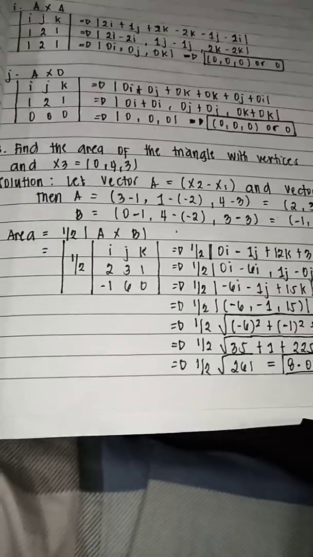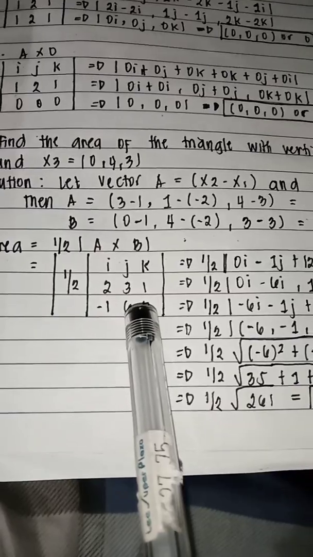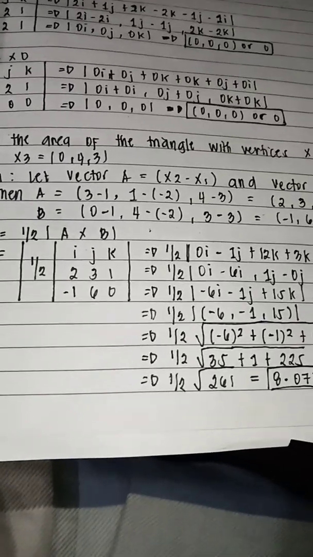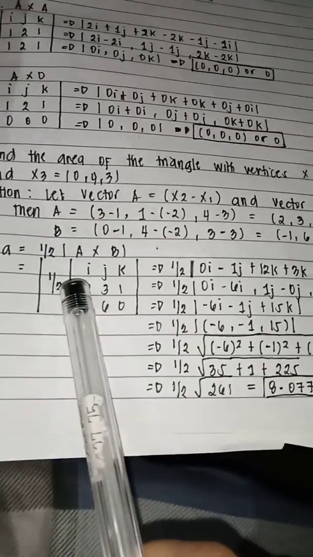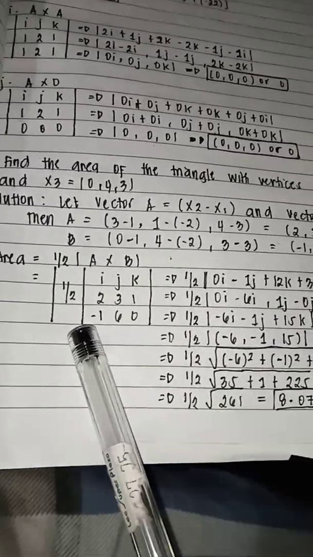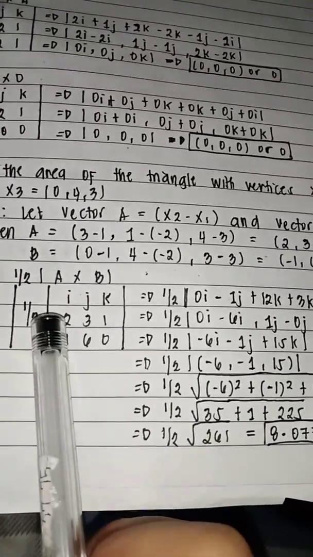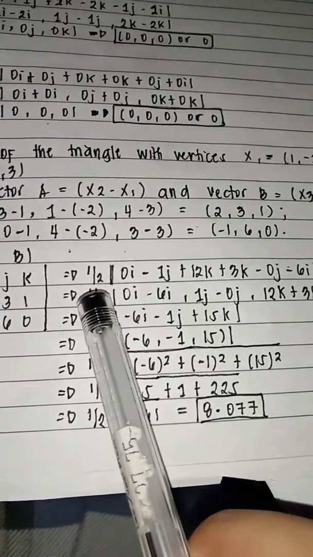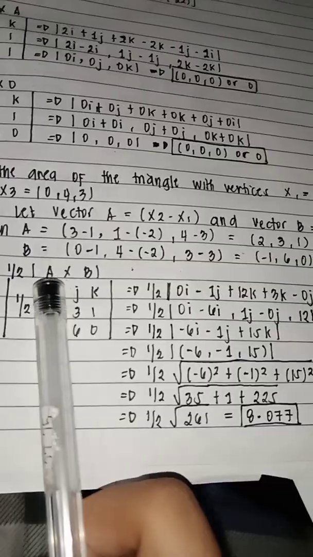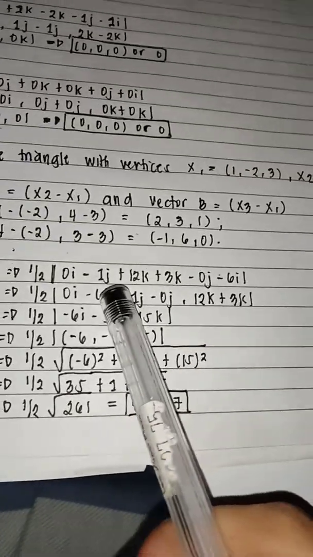So to get the area of the triangle, we will use the formula: area equals 1/2 times the magnitude of the cross product A cross B. Since our vector A is 2, 3, 1 and our vector B is negative 1, 6, 0, to compute A cross B we use determinants as follows. i times 3 times 0 is equal to 0i. j times 1 times negative 1 is equal to negative 1j. k times 6 times 2 is equal to 12k.